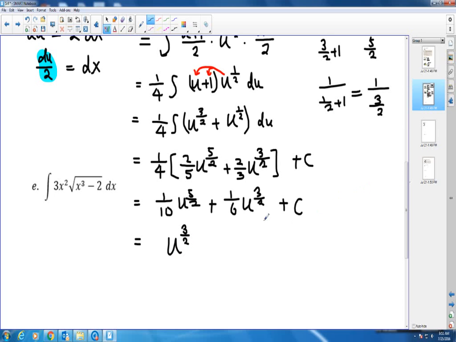Because if I factor out 3 halves, there will be u to the 3 halves going into u to the 5 halves. That means, according to the quotient rule, I will subtract. So u to the 5 halves minus 3 halves is 2 halves, which is 1. So that'll just be u. So this one is going to become a u plus this will just be 1, plus C.